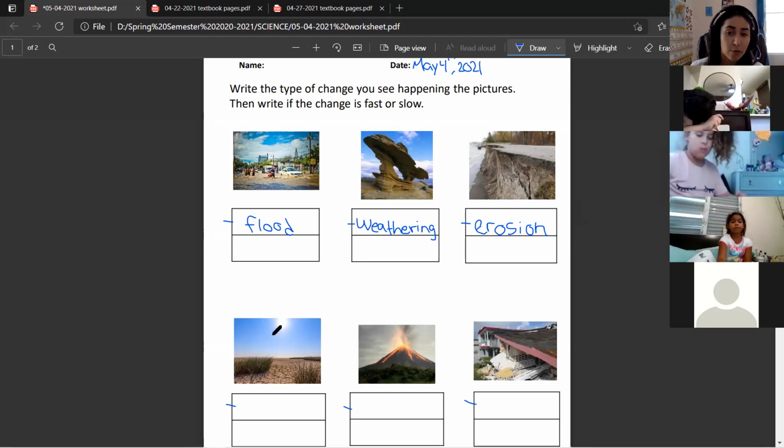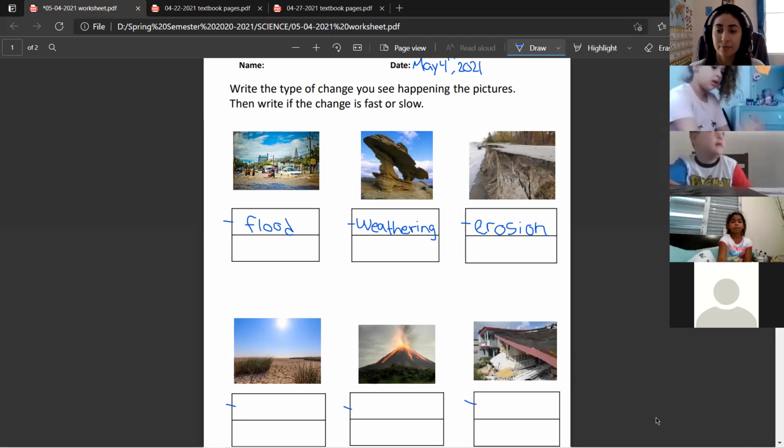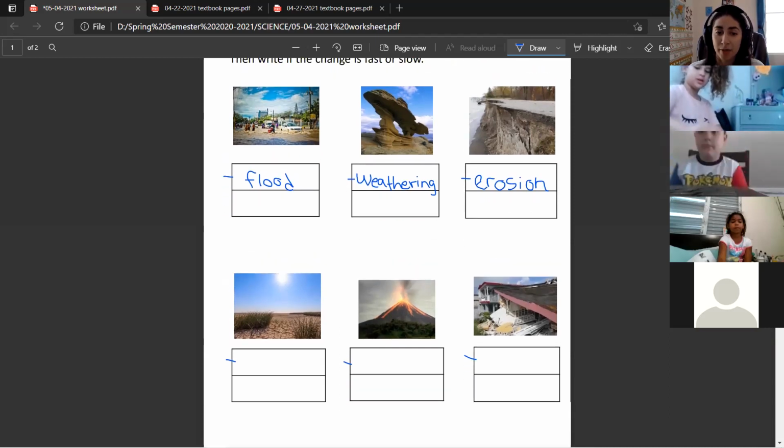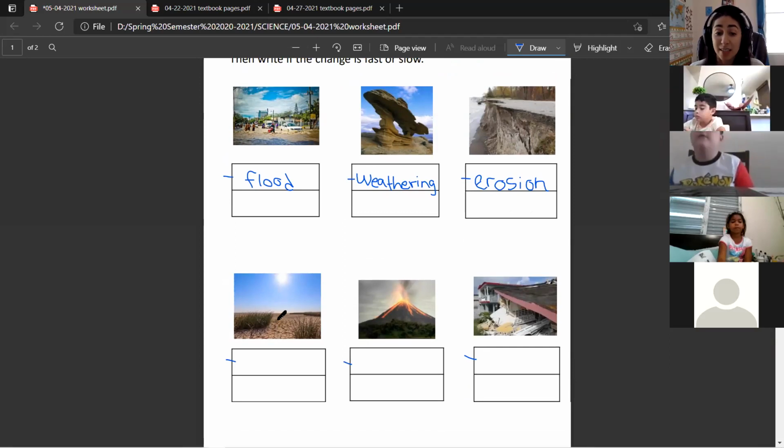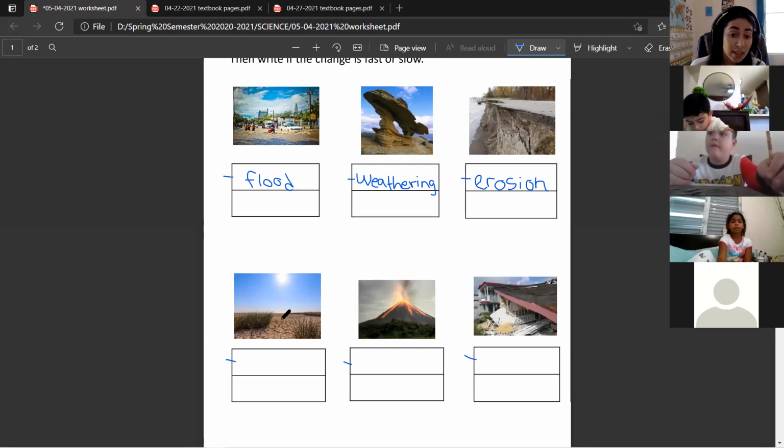Now, what about the fourth picture? What change is happening there? What about that picture? Sí, hola, llegué tarde. That's okay, Angel. What's happening there in this picture? Drought. It's a drought. It looks super, super dry. Look at the land. It's even cracked. You have barely any plants. You don't have any trees. It looks super dry. That's a drought.